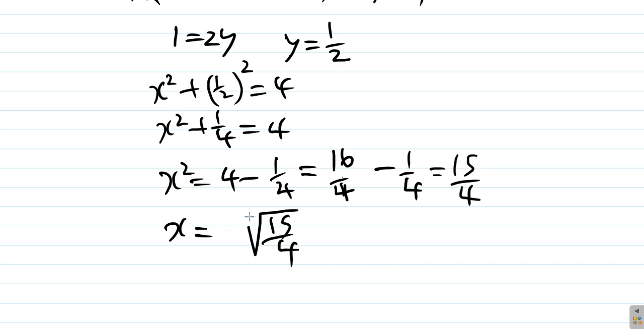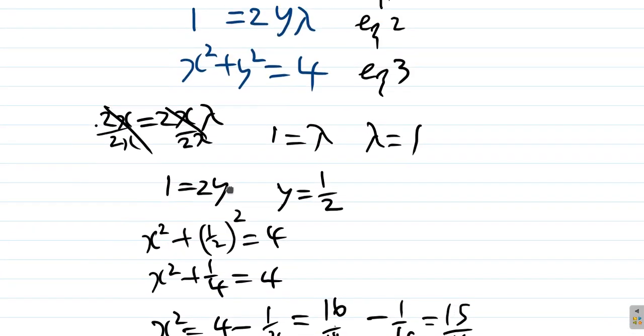But don't forget the positive and negative. We could write this as positive and negative square root of 15 over square root of 4, which is square root of 15 over 2. You could have it like that, alright? Now, here, that's the square root of 15 over 2. And we're going to deal with this now. So, we have x is square root of 15 over 2.